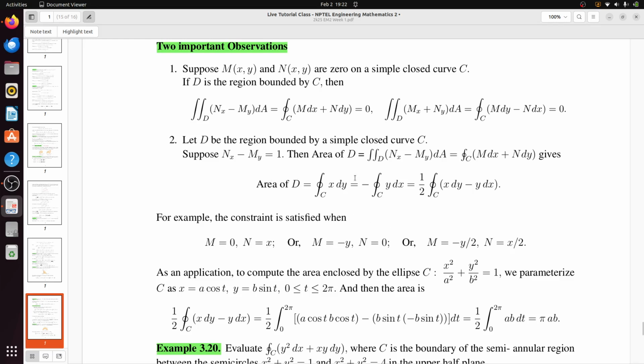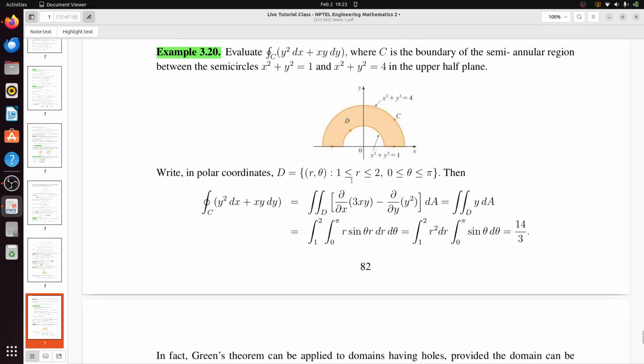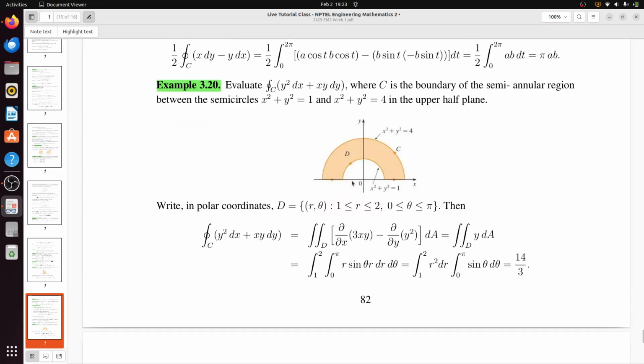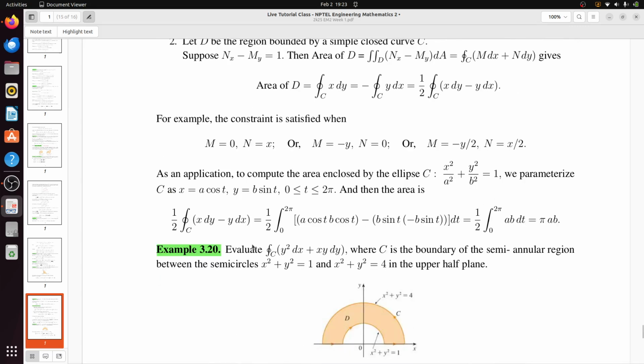Okay, so the next problem is this problem. You need to evaluate y², okay, I hide this. You need to evaluate the integral over c of y² dx plus xy dy, where c is the boundary of the semi-annular region between the semicircles x² plus y² equal to 1 and x² plus y² equal to 4 in the upper half plane.